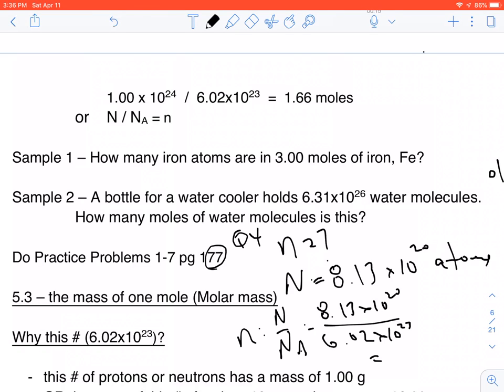Remember, that's Avogadro's number. It's on your periodic table, and we're going to be using that number a lot in this course. So get used to using it. You probably won't forget it after a little while because we're just going to use it so many times. We all know what pi is, right? 3.14. We'll all remember this number too. So if I take my 8.13 times 10 to the 20th and divide it by 6.02 times 10 to the 23rd, I get 1.35 times 10 to the negative 3 moles.